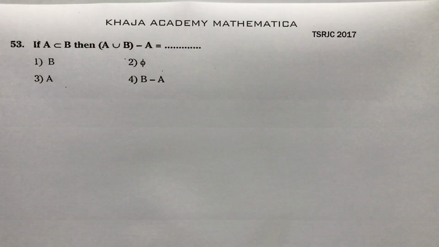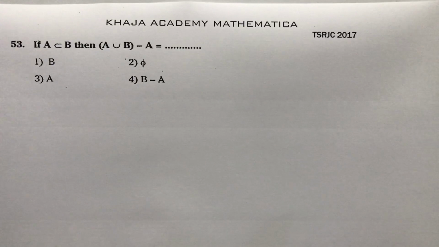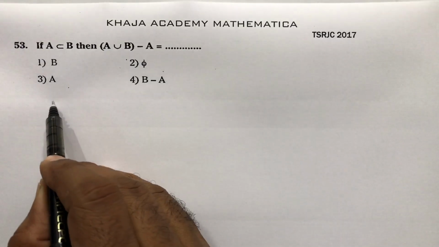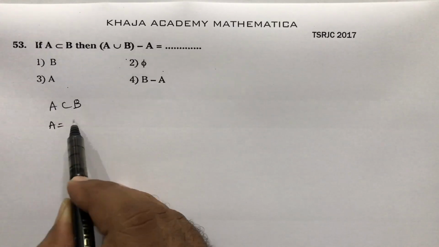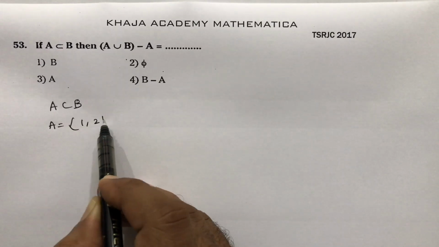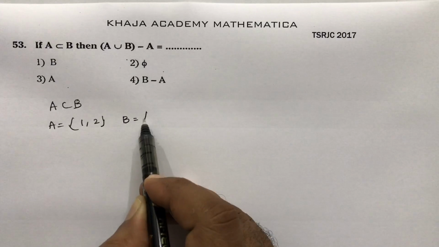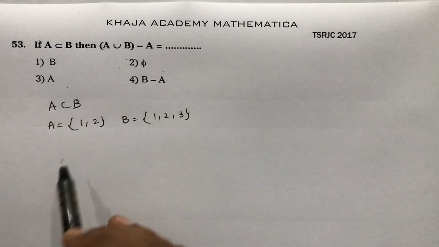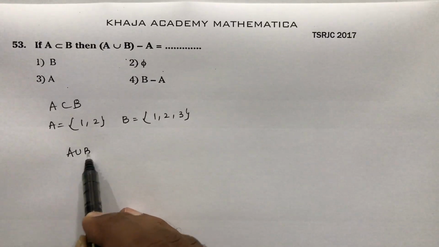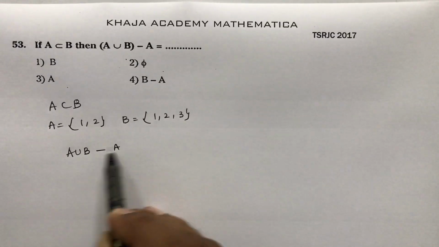If A is a subset of B, then A union B minus A. Whenever they tell A subset of B, take one example and then solve it. It will be easy to understand. A subset of B. A I'll take 1, 2. B I'll take 1, 2, 3. Now I need to find A union B minus A.